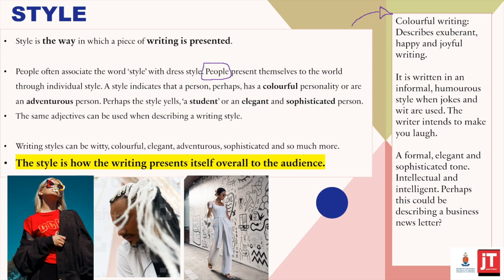So the style is the overall way in which a piece of writing is presented. Let's just go over here. Writing styles can be witty, colorful, elegant, adventurous, sophisticated, and so much more. If you can think of an adjective, you can probably use it to describe writing. The style is how the writing presents itself overall to the audience.